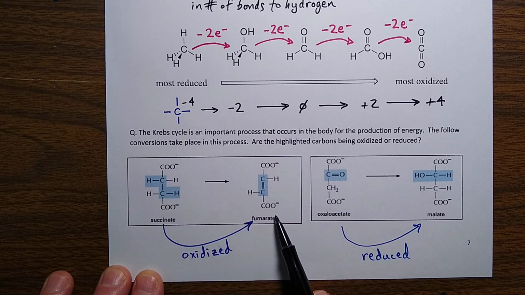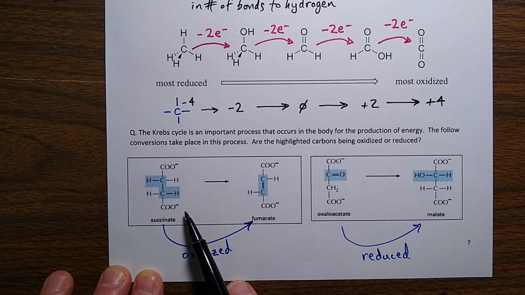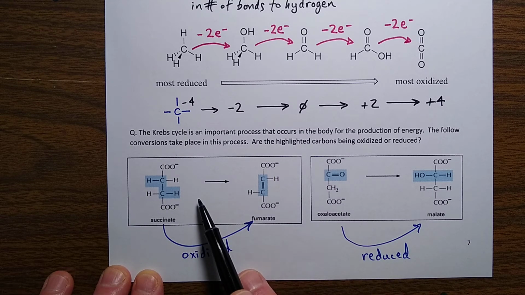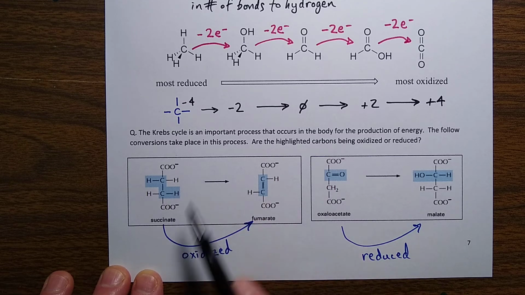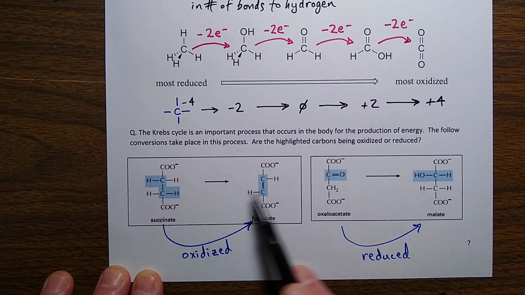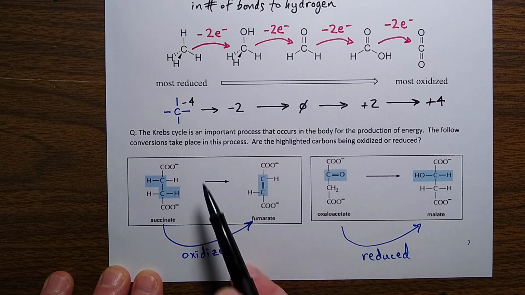These are all electrically charged particles. They depend on the pH of the cell as well. These are the basic forms of these compounds, but that's not important at this point. What is important is just recognizing an oxidation versus a reduction.